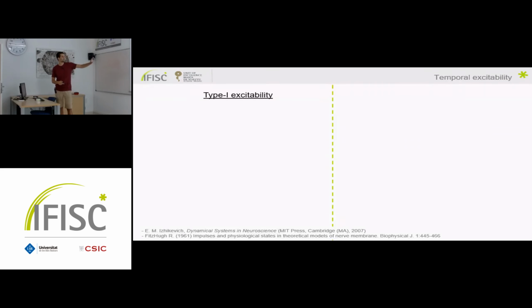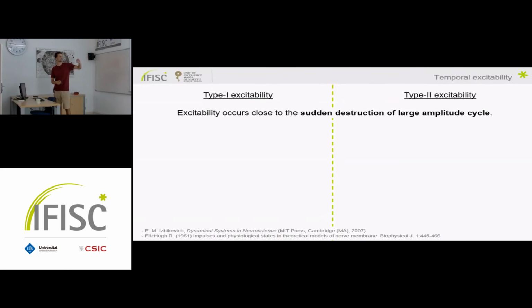So here I'm going to write again the difference between the two kinds of excitability to make it clear. The excitability occurs with a sudden destruction of these large amplitude cycles. In type 1, it has zero frequency at this bifurcation, while in type 2, it doesn't.